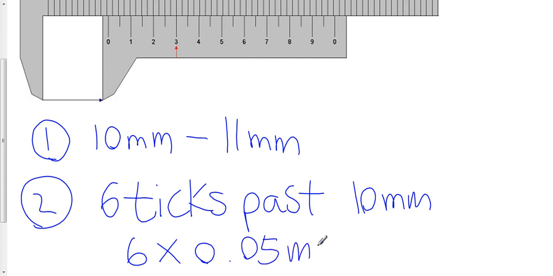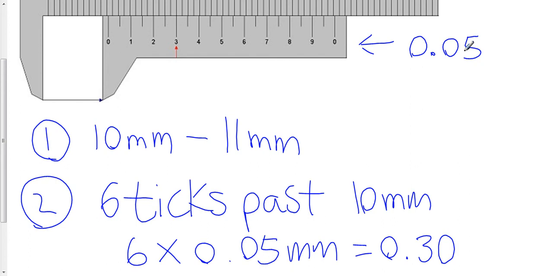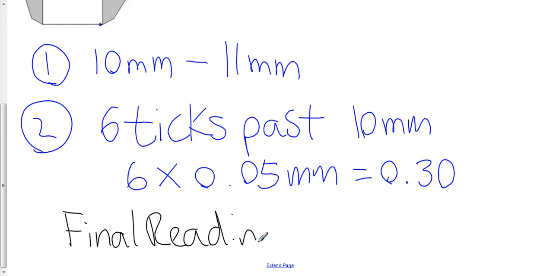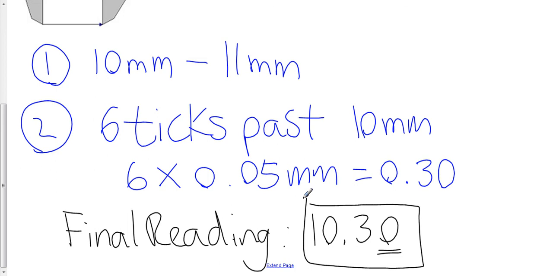which is equal to 0.3 millimeters. And what we're going to do here is add the 0, because this is what we would call a 0.05 caliper, meaning it is measuring to 2 decimal places of accuracy. So when I do my final reading, it is going to be 10 plus 0.30, so it's going to be 10.30. I'm going to keep this 0 here to tell the reader that this is millimeters and accurate to 2 decimal places.